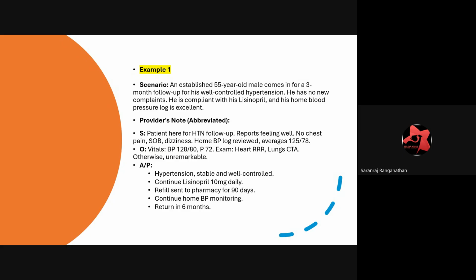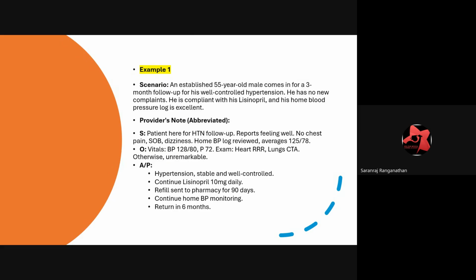The first example I provided is uncontrolled hypertension with no new complaints. They have seen the log already, and there is a subjective provider note and an objective provider note, followed by the assessment and plan. In the assessment and plan, he has noted hypertension, continue the medication, refill at the pharmacy, BP monitoring, return in 6 months. If you see the COPA here, it is a chronic illness that is very stable.